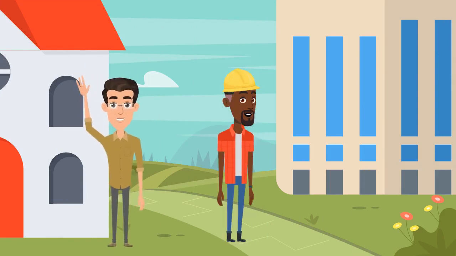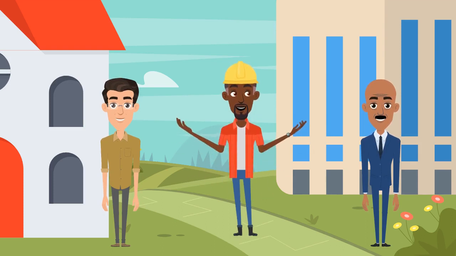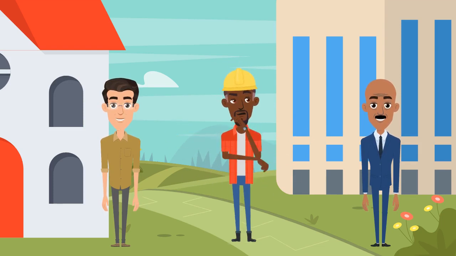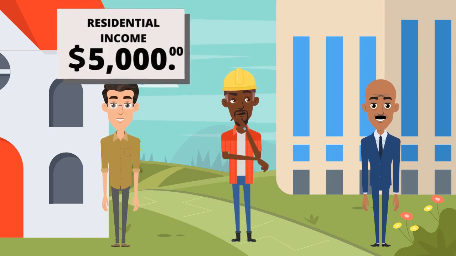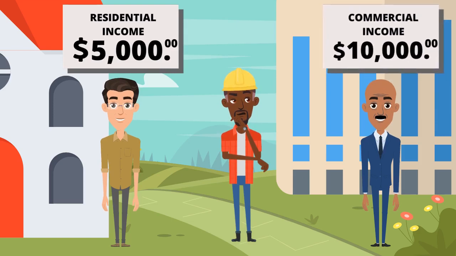This construction owner works on both residential and commercial projects. Now, he has a few options for recording this income. He can just record it all as construction income, or if he wanted to split the income between his labor and materials, he has that option as well. But let's say this construction owner decides he would like to know how much he makes on residential projects and how much he makes on commercial projects. So in the bookkeeping template, he makes two income categories, one for residential income and one for commercial income.